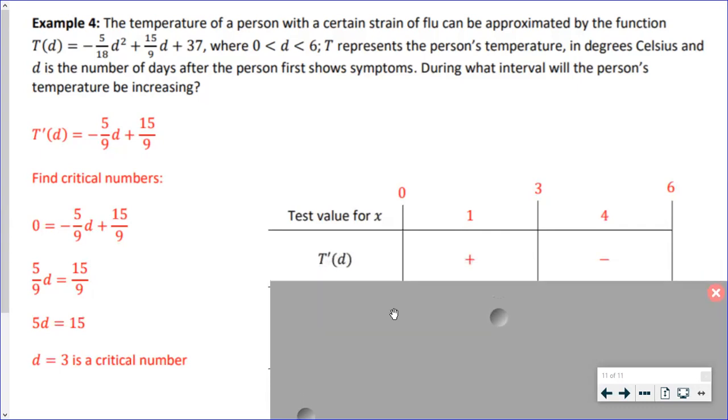Now, T represents the person's temperature, and D is the number of days after the person first shows symptoms. So we can't have a negative number of days. That's why we're starting our range at 0, right? So a day where the person first shows symptoms, maybe day 1. If I plug day 1 into my derivative function, I'm going to get a positive value.